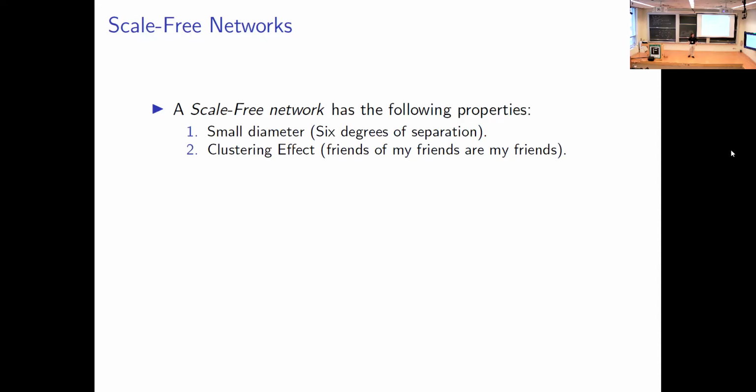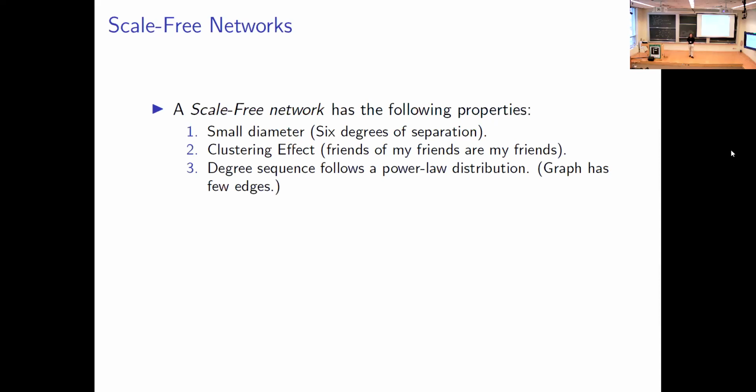It was that much better. So, second property will have a clustering effect. It's the idea that friends of my friends are also my friends. And third, as we've been hearing quite frequently over today and yesterday, I'll have a power law degree sequence. Roughly speaking, it's a relatively sparse graph, but there are still some high degree vertices.